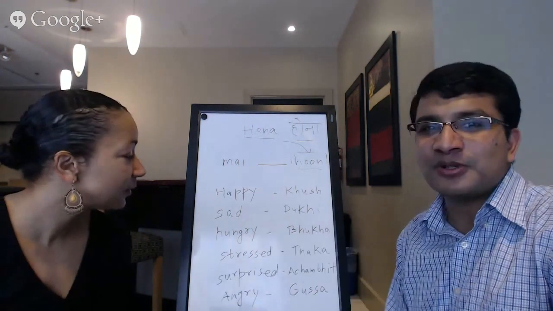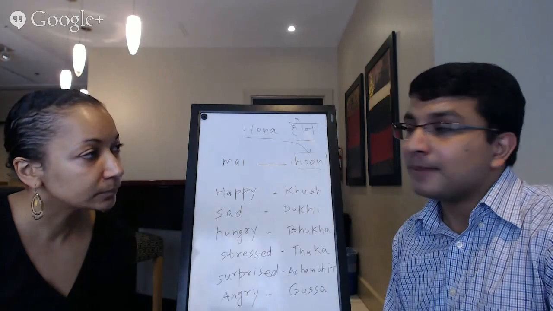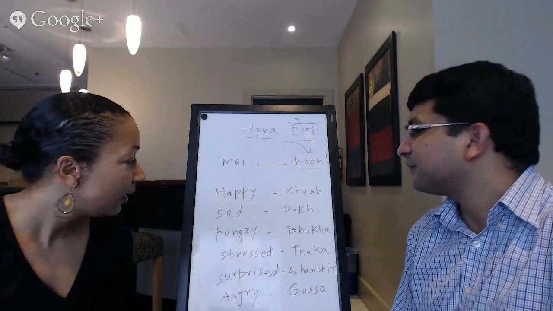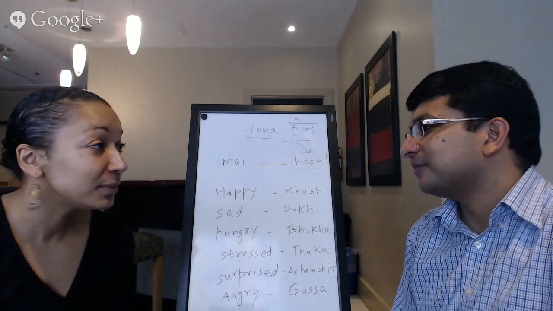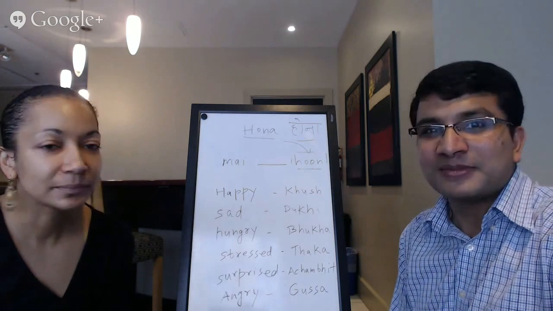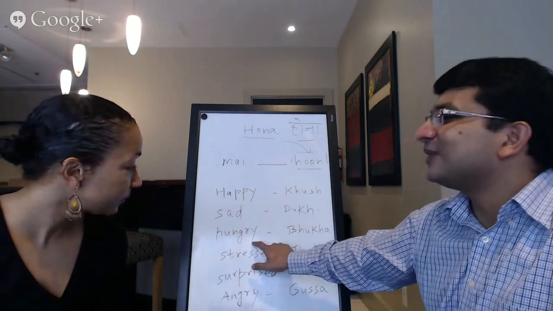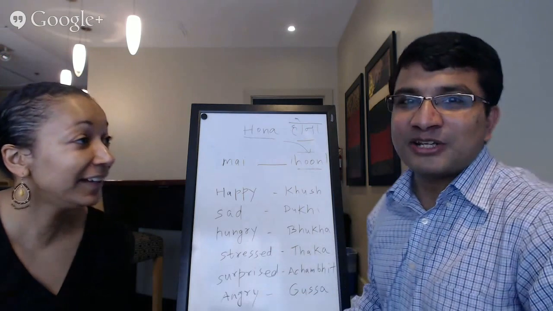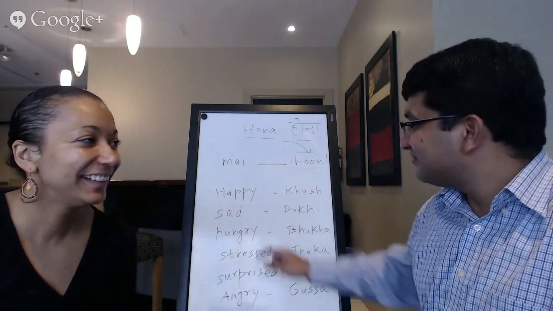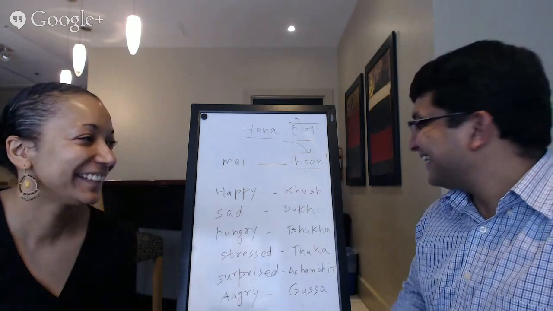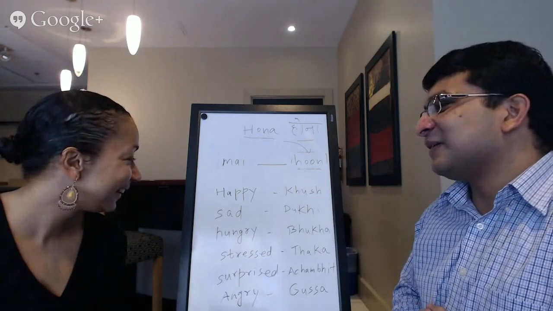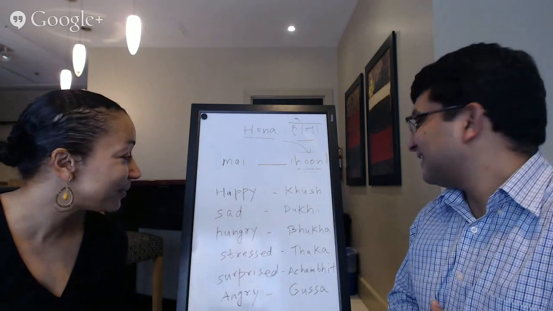Now let's say you want to say I'm sad. So मैं दुखी हूँ. Okay, I am sad. Too bad if you are sad. Then we make sure that by the end of this lecture you feel happy. How do you say I am hungry? So मैं भूखा हूँ.